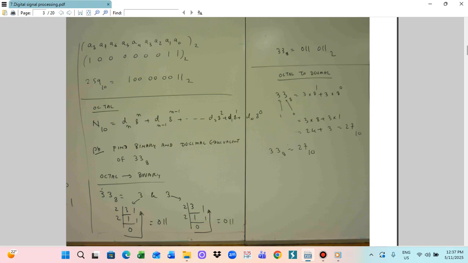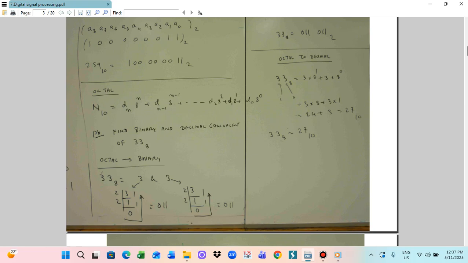So when we write it again, we have to write A8, A7, A6, A5, A4, A3, A2, A1, A0 in base 2. So you substitute the values, and that will be 1 0 0 0 0 0 0 0 1 base 2. So this is 129 base 10 is equal to 1 0 0 0 0 0 0 0 1 base 2. So this is the binary function.